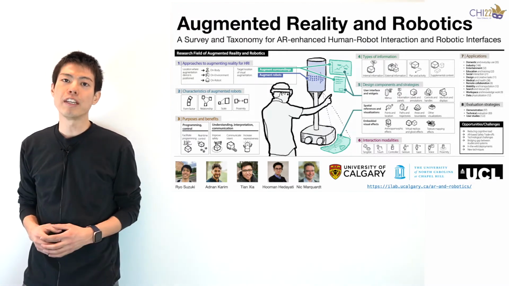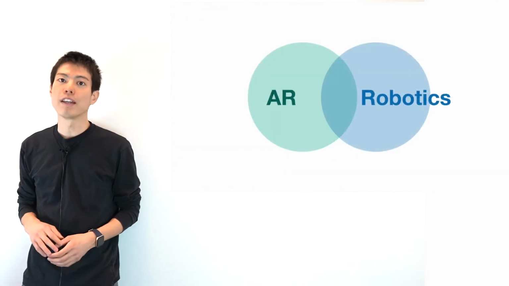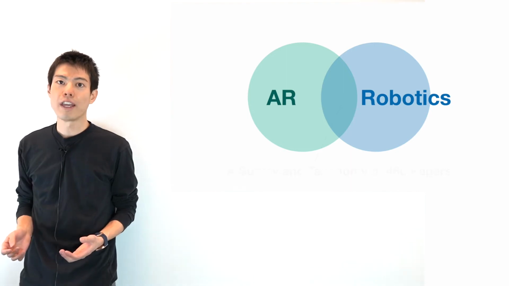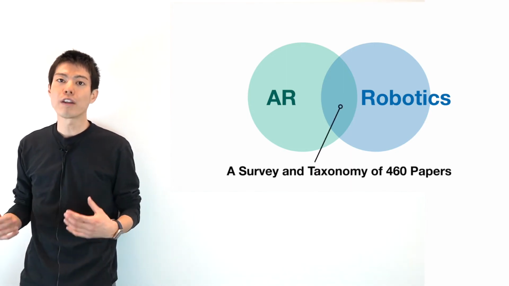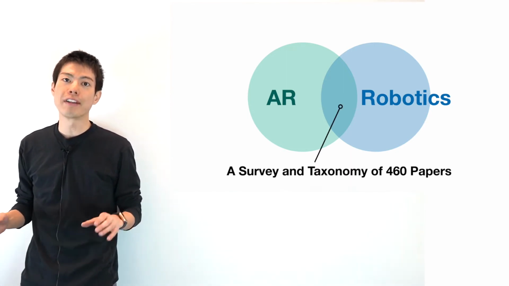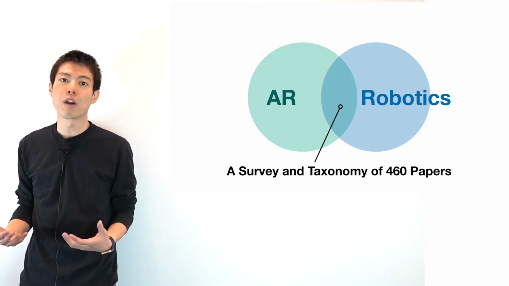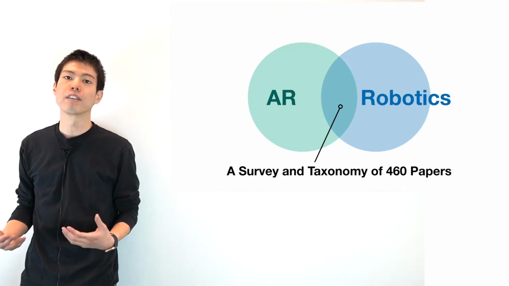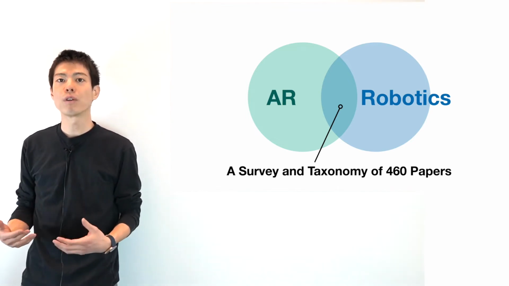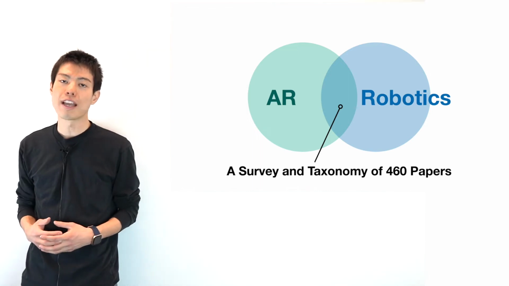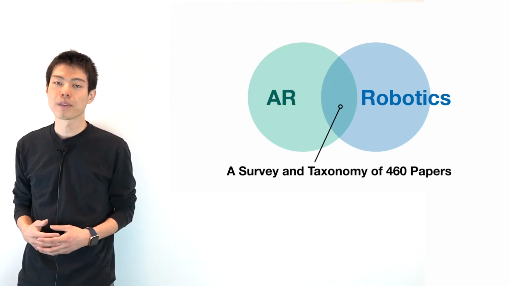So this paper is about the intersection between augmented reality and robotics, and we have surveyed 460 research papers about AR and robotics to understand how we can use AR or mixed reality to enhance human-robot interaction, but also robotic interfaces such as actuated tangible user interfaces and shape-changing interfaces.